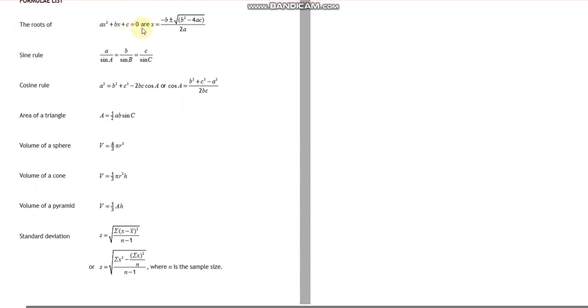So roots of your function, so your quadratics there. Remember their roots are where your quadratic crosses the x-axis. So that handy equation there is telling you the value here and the value here, giving you the x value for where it crosses the x-axis. So remember, you've got that.